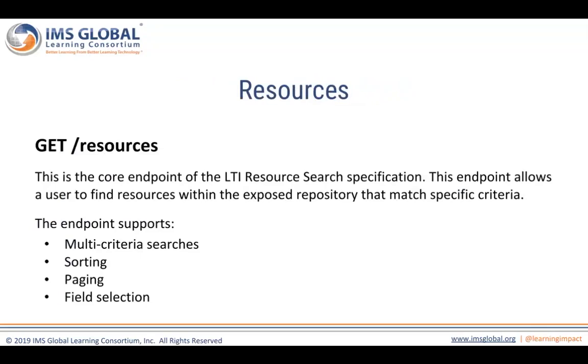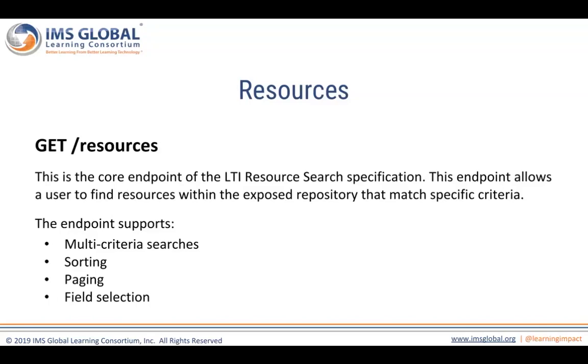So we've run a subject search and we know which subjects our repository supports. The next thing we need to do is search the repository. The main endpoint for this is /resources. Very simple. This is the core endpoint of the LTI Resource Search specification. Through appending query parameters on your GET call, you'll be able to do complex searches, sort the data that comes back, and page through data. If you're looking at very large result sets, you can fetch just records 10 through 20 if you want to allow somebody to page through it.